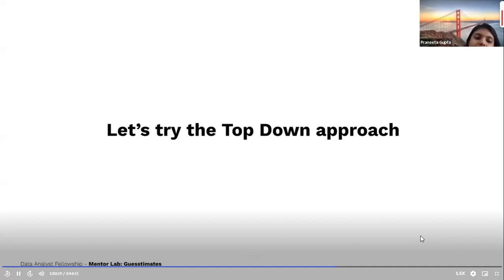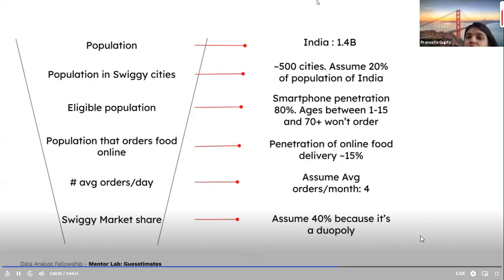Ab top-down mein kya hota hai? The very first step is to make or consider one big number. Since we are talking about pan-India, the first thing that I'm going to consider is the population of India itself. Okay? So here, the population of India is 1.4 billion. Now here, out of the rural cities, Swiggy may not be present everywhere. Swiggy is present, say, in approximately 500 cities. In cities, the population of India that is captured, I've assumed it is 20% of the population of India that is being catered by Swiggy.